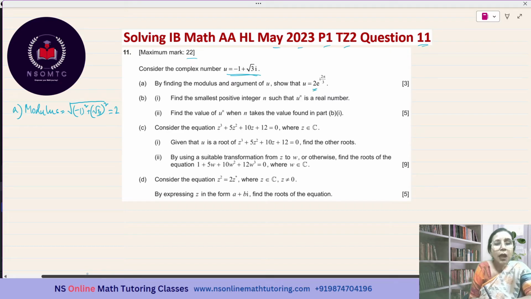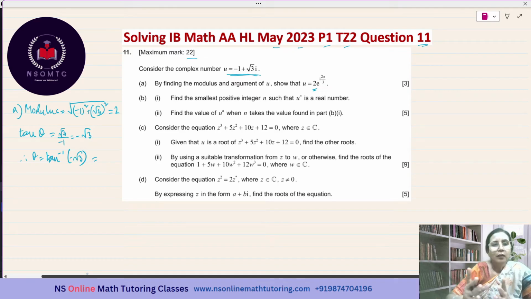And for the argument, tan theta, where theta is the argument, will be equal to root 3 over negative 1, which is equal to negative root 3. Therefore, theta is equal to tan inverse of negative root 3. If tan theta is equal to positive root 3, taking theta to be an acute angle, what will be the value of theta? It will be pi over 3, 60 degrees.